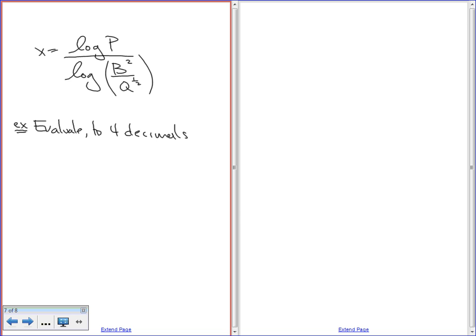So on your calculator, you have two buttons. You have your log button, which is base 10, and you have your ln button, which is the log to the base e. You don't have any other bases. So how would I evaluate the log of 5 to the base 2?